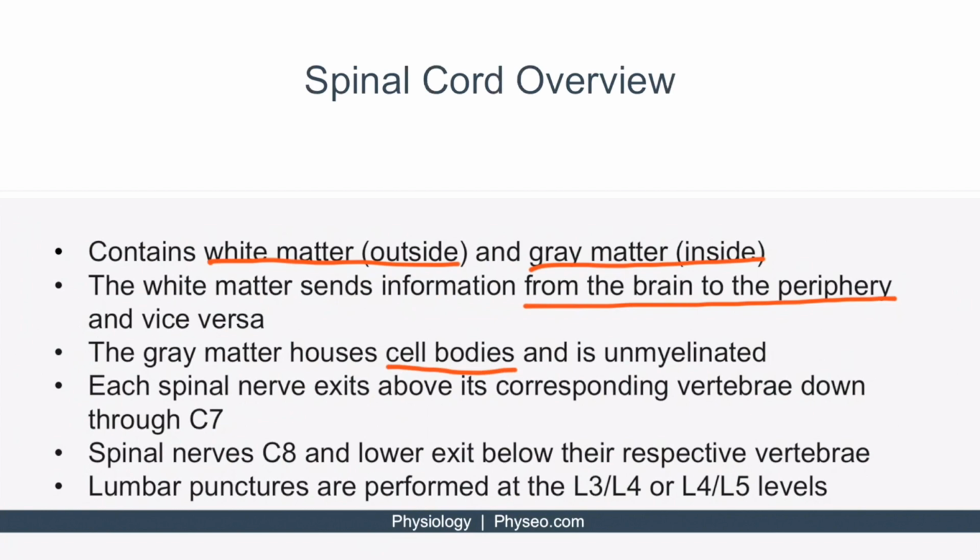Each spinal nerve exits above its corresponding vertebrae down through C7, including C7. However, spinal nerves C8 and lower exit below their respective vertebrae. And also remember that lumbar punctures are performed at the L3, L4 vertebral level or the L4, L5 vertebral level. And that concludes this section.